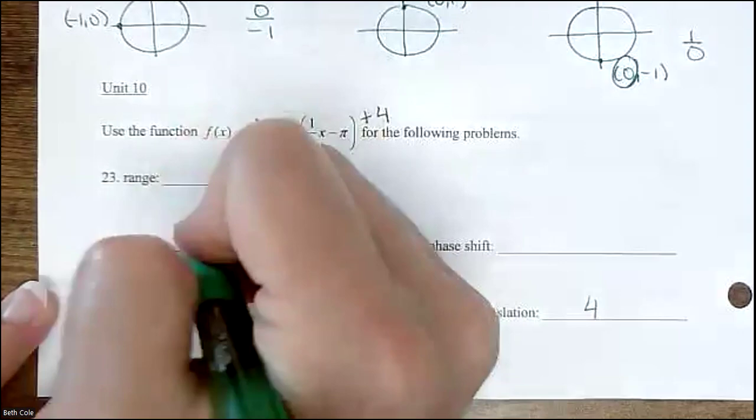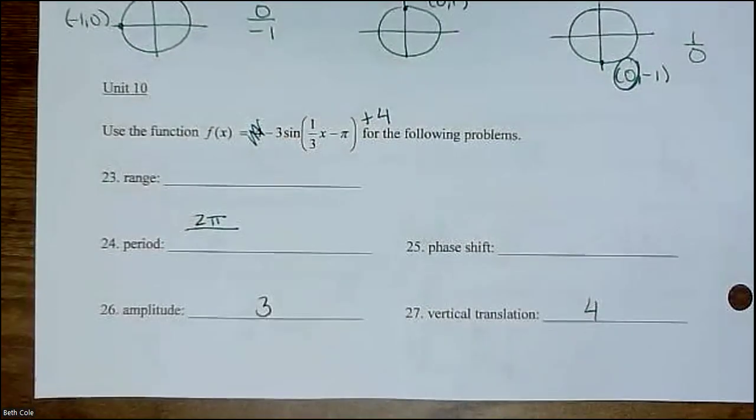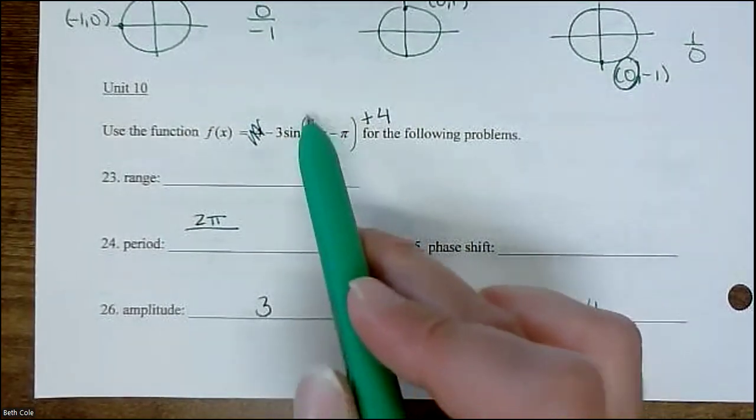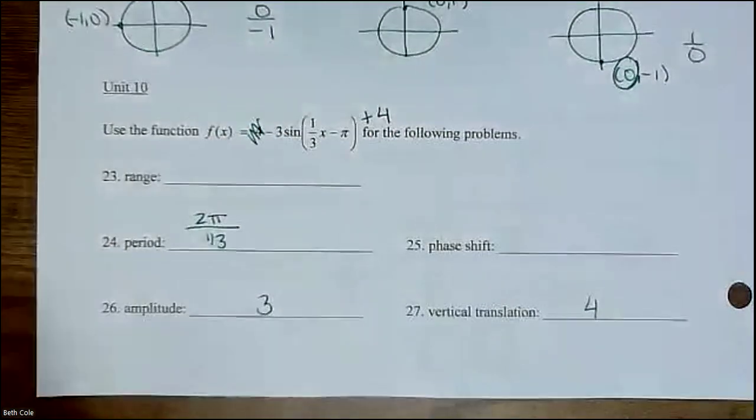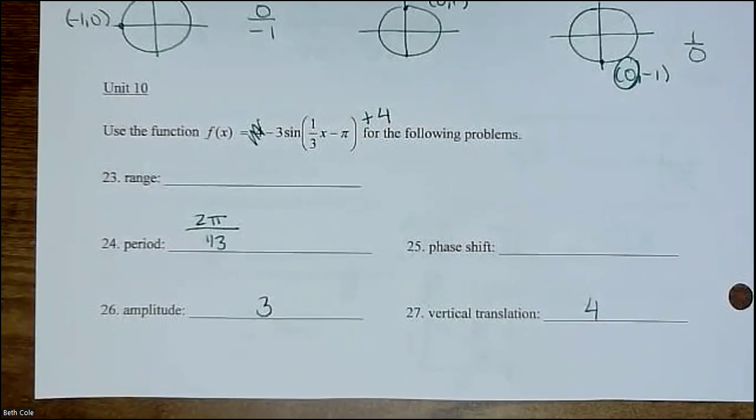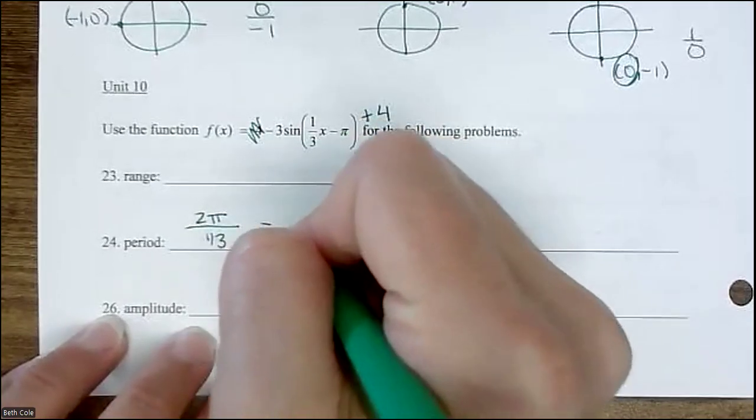I would do the period next. Period is 2 pi over whatever's in front of the x, or if you want to think of that as the b value. So 2 pi over 1/3. Now, if you divide by 1/3, you multiply by 3. So 2 times 3 is 6.